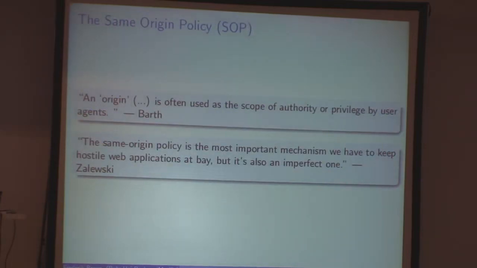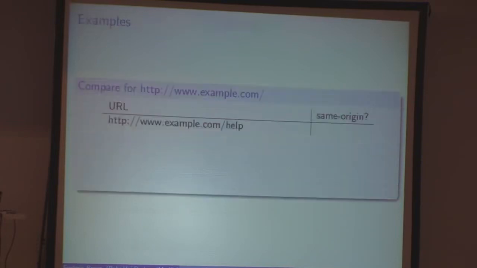What some people said about the same origin policy: Adam Barth, who actually wrote the RFC 15 years after the fact that browsers had the same origin policy, said that it is used as the scope of authority or privilege by user agents, which kind of summarizes the whole thing. And Michal Zalewski said in The Tangled Web, it is the most important mechanism we have to keep hostile web applications at bay, but it's also an imperfect one. And we're going to talk about how much it is an imperfect security mechanism.